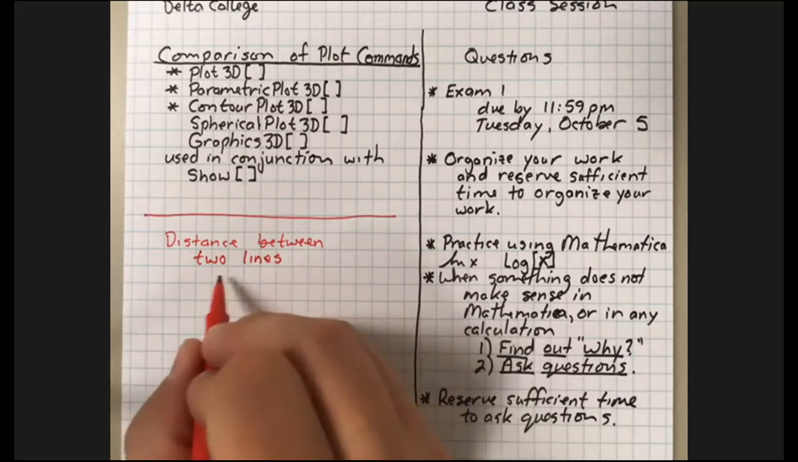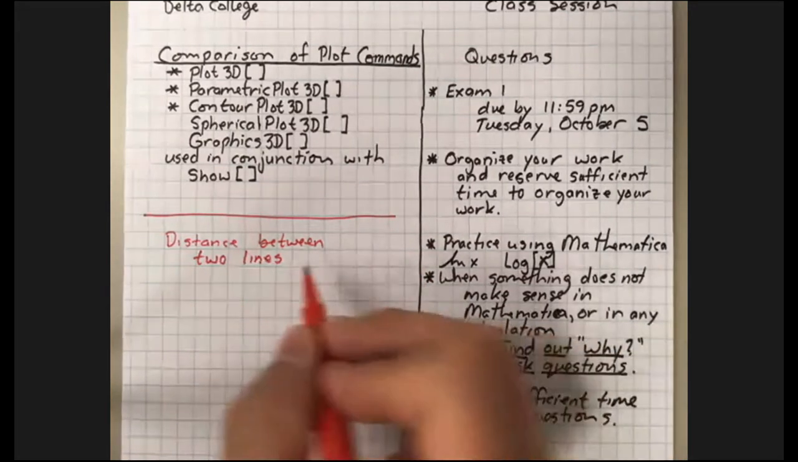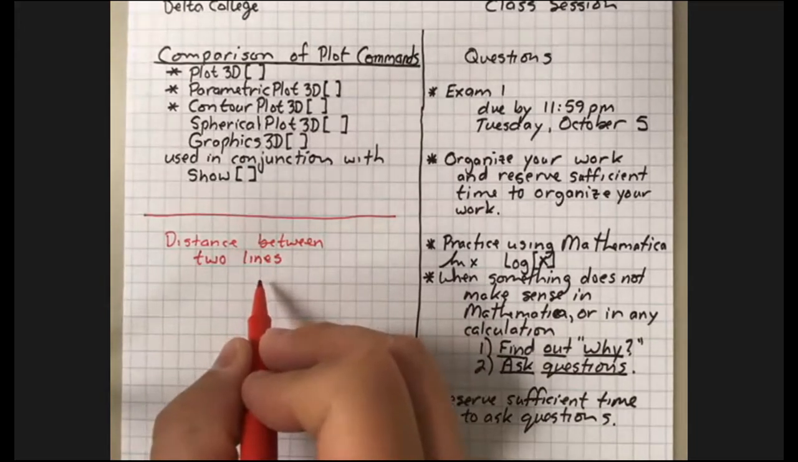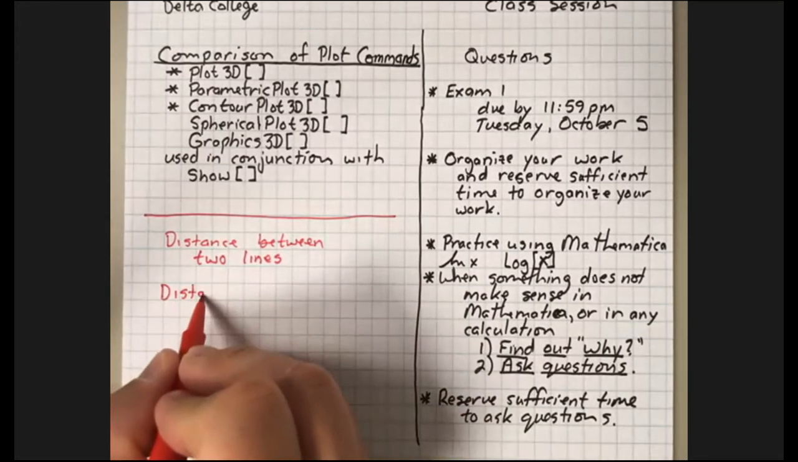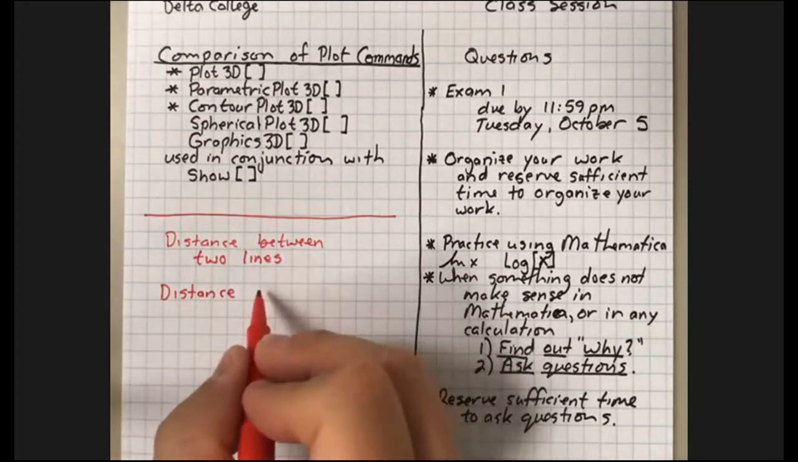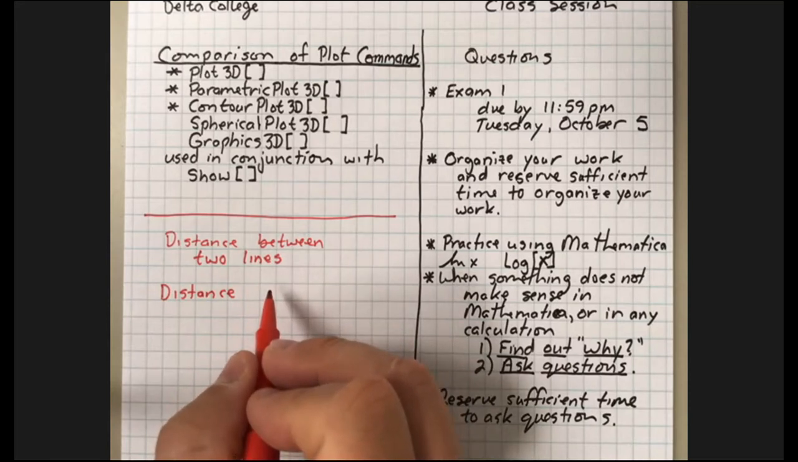The question is about two skew lines, but we could find the distance between any two lines if they don't already intersect. For two intersecting lines, we would say the distance between them is 0. When someone says distance between two lines or distance between two planes, it's understood they mean the shortest distance that you can find.